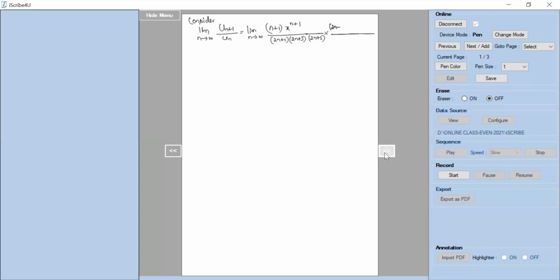So the numerator becomes 2n minus 1, 2n plus 1, then 2n plus 3, and the denominator is n x power n. This is the reciprocal of un. Now if you observe, 2n plus 1 and 2n plus 1, 2n plus 3 and 2n plus 3 get cancelled. Further, x power n plus 1 can be split as x power n into x, so this x power n gets cancelled. I can take x outside, and the limit as n tends to infinity remains.